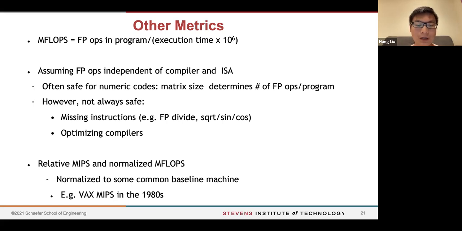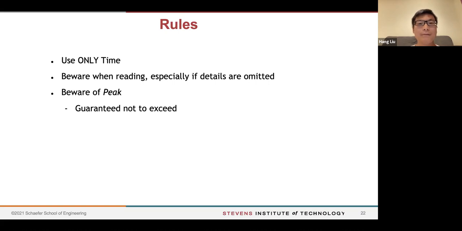Relative MIPS and normalized MFLOPS are normalized to some common baseline machine, like VAX MIPS in the 1980s. So typically people only refer to time, okay? We only use time. So if you have shorter time, you're faster. I mean, that's very fair. And also you want to be sure that you don't focus only on peak, because peak is not always achievable.